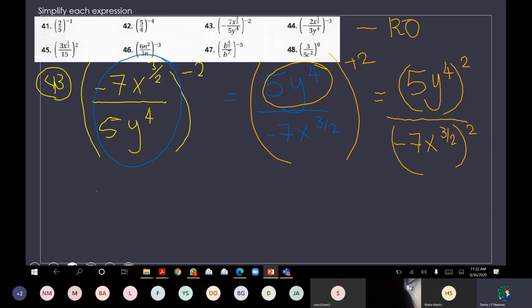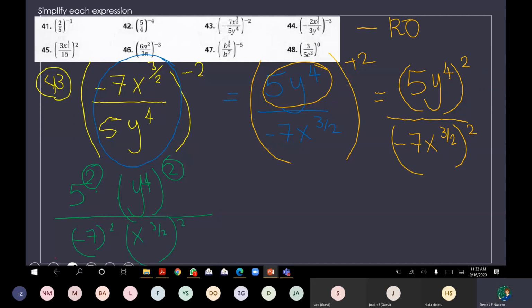Okay. Then after that, here we have 5y raised to the power 4. Then the product is raised to 2. So I will just write squared here and y raised to the power like this. I distribute the squared into both of them over negative 7 squared x raised to the power 3 over 2 also squared.